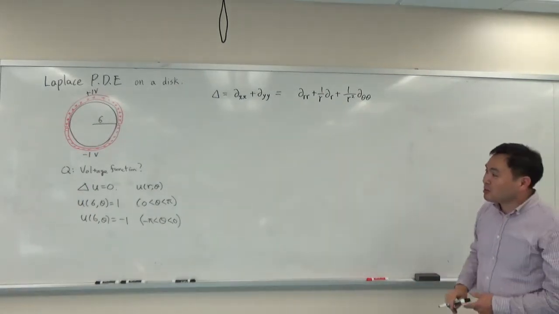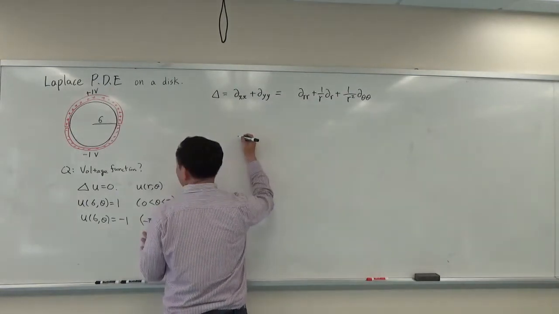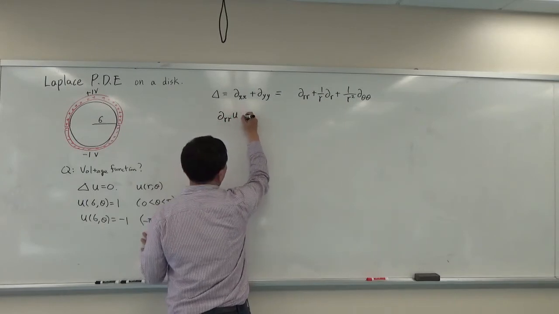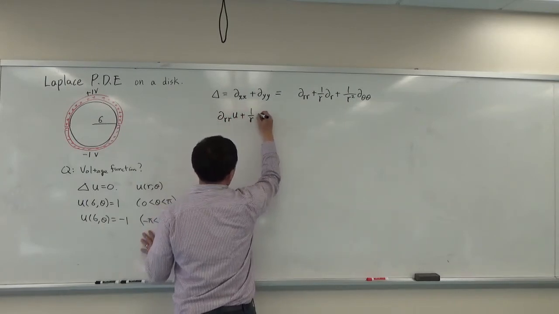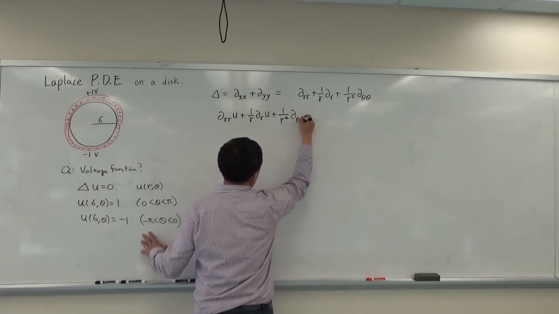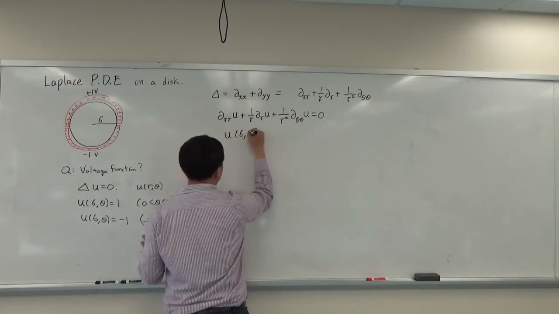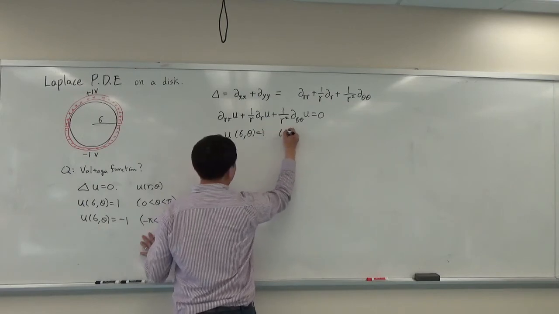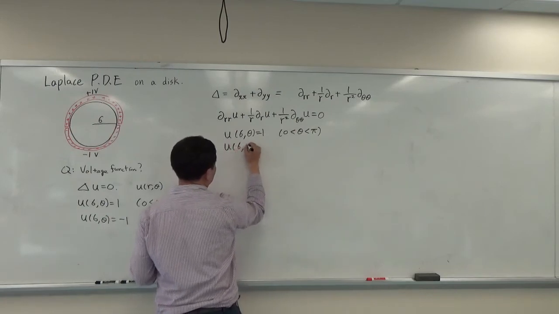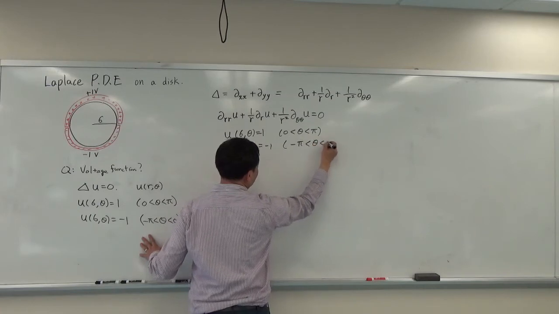All right, so now we have the following equation. We have u_rr plus 1 over r u_r plus 1 over r squared u_theta theta equals 0, and then u of 6, theta equals 1 for theta between 0 and pi, and u of 6, theta equals negative 1 for theta between negative pi and 0.